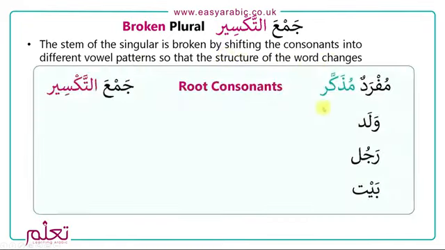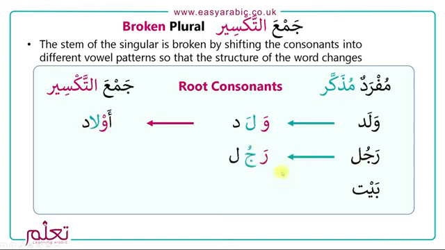So if I show you a few examples, here we go. A mufrad mudhakkar, which is the masculine singular, and then what we'll do is we'll identify the root consonants and then the jama taksir. So we've got the word walad, and what will happen is we will identify first the root letters, which is the waw, lam and dal, and then a pattern is applied, and then the vowels are put around those three root letters. So here you can see it's awlad.